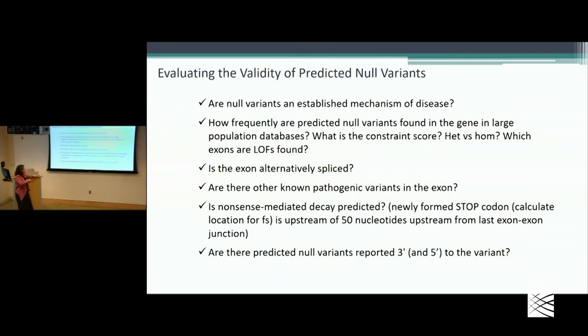So understanding alternative splicing is critical to make sure that that apparent disruptive variant is actually disrupting the relevant biological transcript that you're needing to look at. And that can often be determined if there are other known pathogenic variants in the exon, which proves that exon is required for disease, or function.